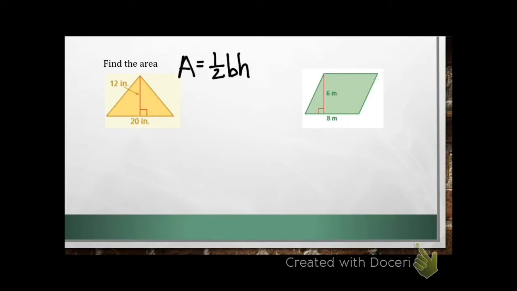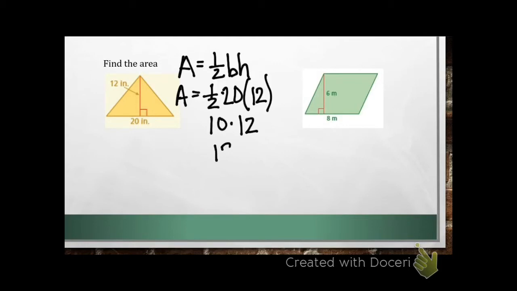So we're going to keep our 1/2. Our base in this case is 20. So 1/2 of 20 times our height, which is 12. I would find half of 20, that's 10, times 12. 10 times 12 is 120 inches squared. So A equals 120 inches squared.